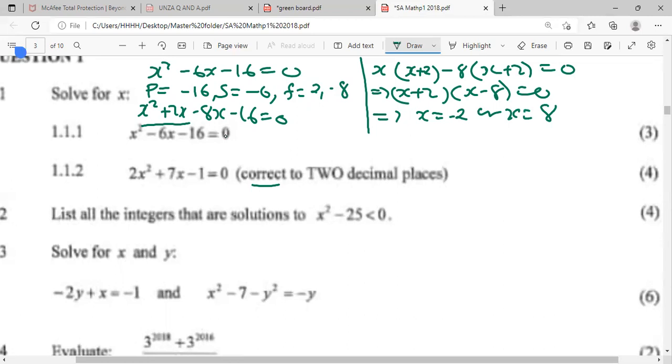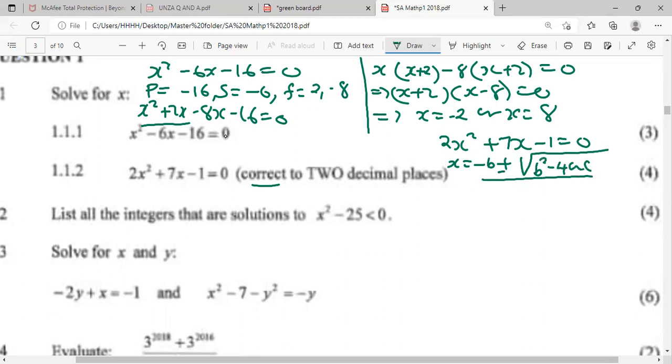Okay, so question 1.1.2. We are trying to solve this equation: 2x squared plus 7x minus 1 is equal to 0. So we can use the quadratic formula, which is x equals negative b plus or minus the root of b squared minus 4ac, everything divided by 2a.